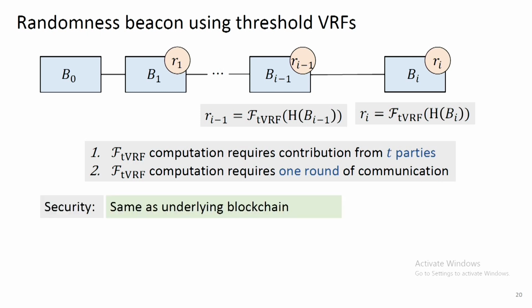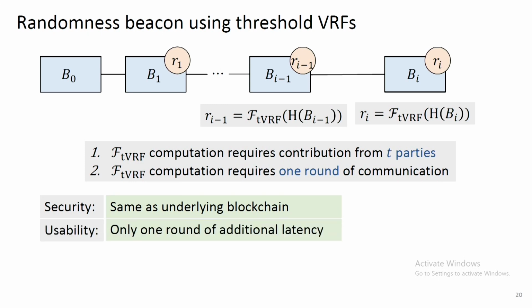So what security properties do we get? We can get the same security properties as the underlying blockchain if we run this threshold VRF function using the blockchain nodes. And in terms of usability, we just get one additional latency. So this is pretty good.